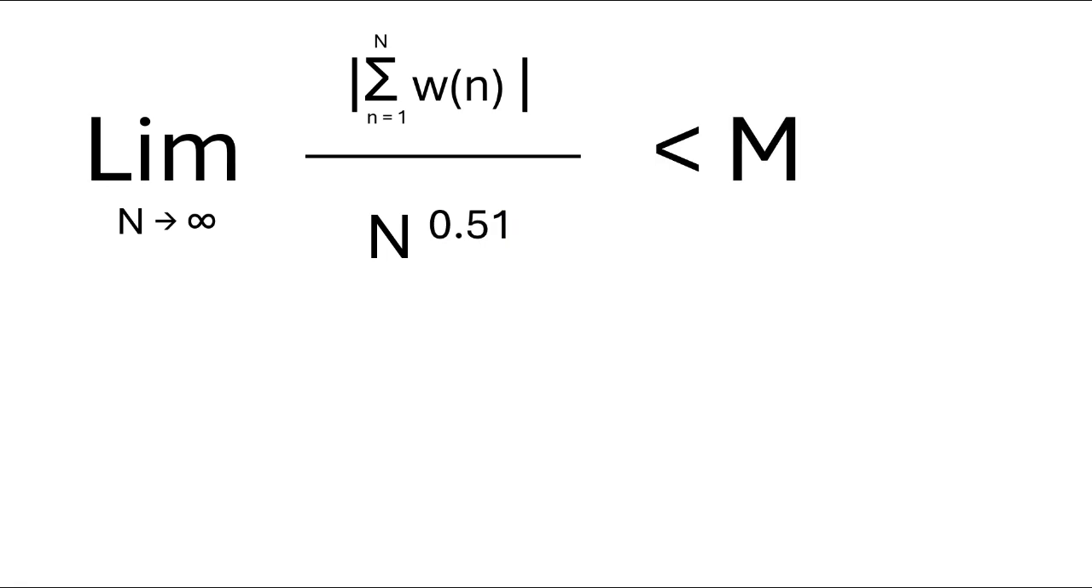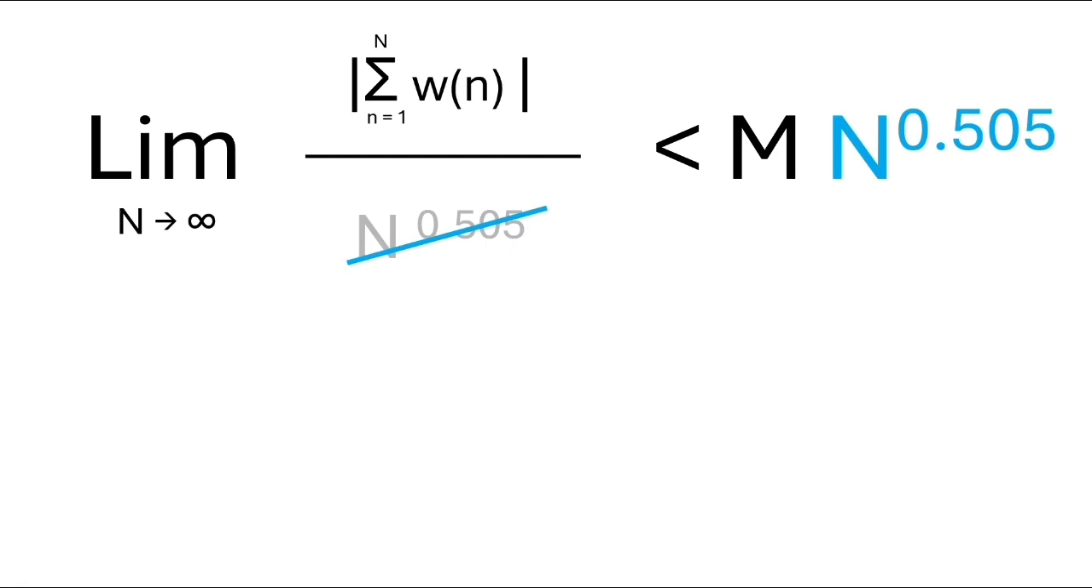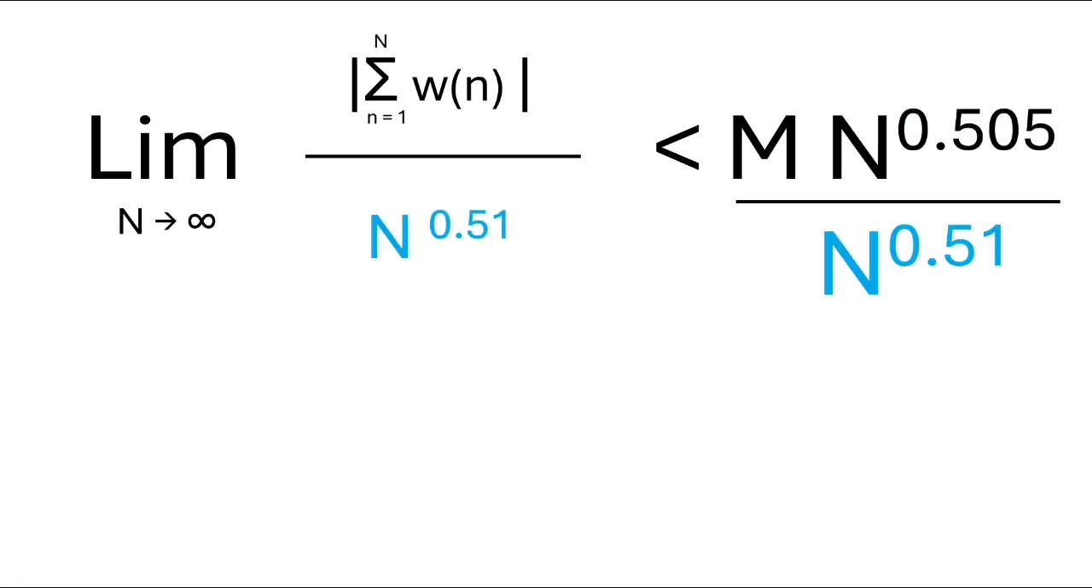Well, if that's been proven for any value of epsilon, we can just pivot to a smaller epsilon instead of 1%. So let's look at 0.5%, say. So now we have n to the 0.505. So the limit of that sum over n to the 0.505 is less than m. So let's move n over to the right. And that sum is going to be less than m times n to the 0.505. And then what we're going to do next is divide each side of the equation by n to the 0.51. That's the value that we were originally investigating.